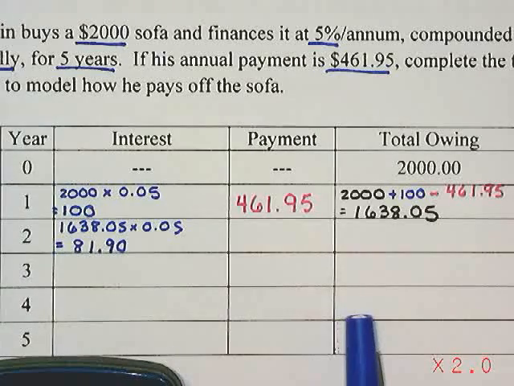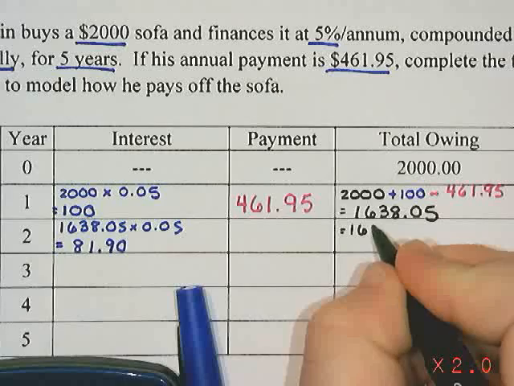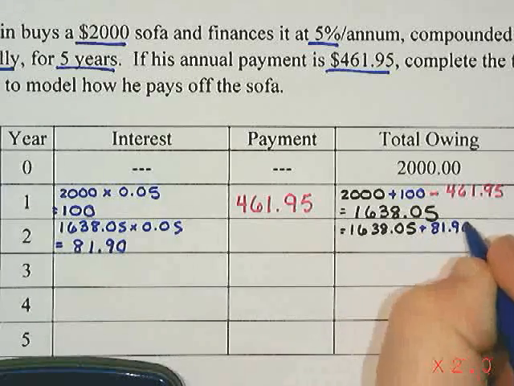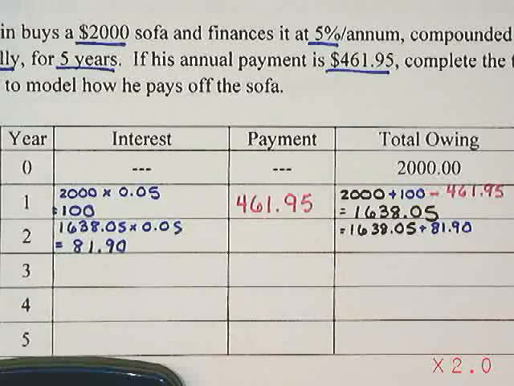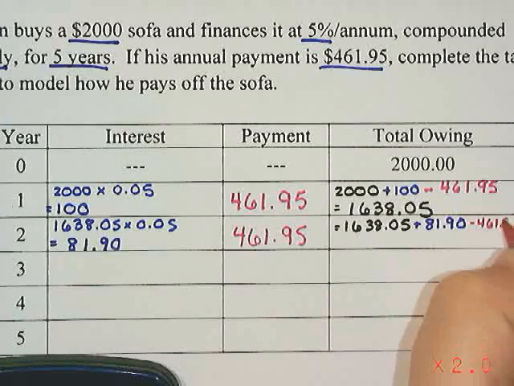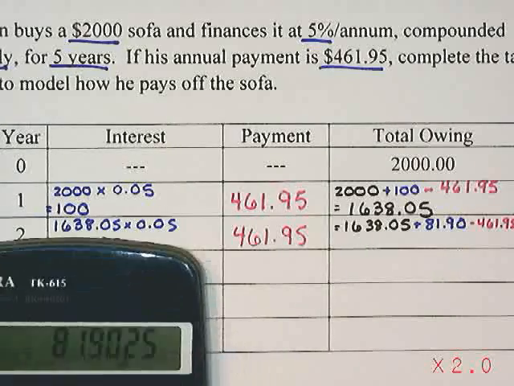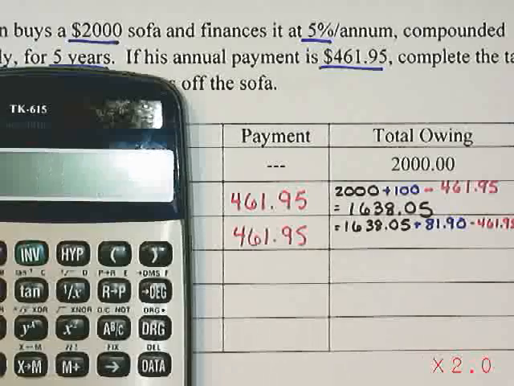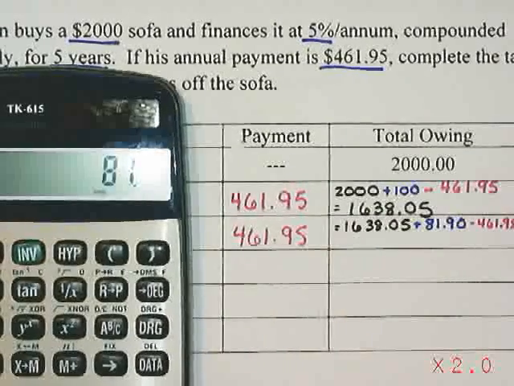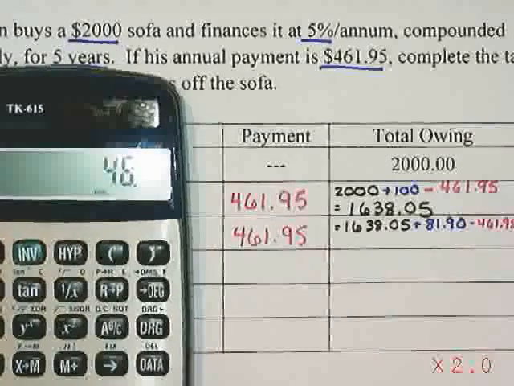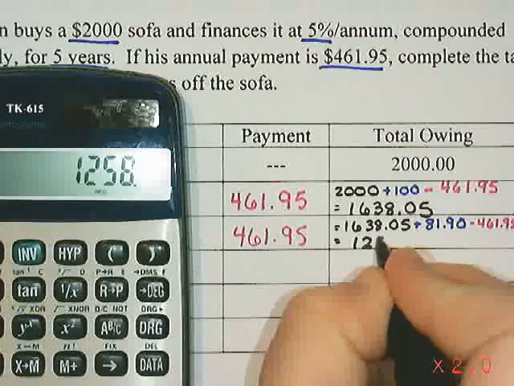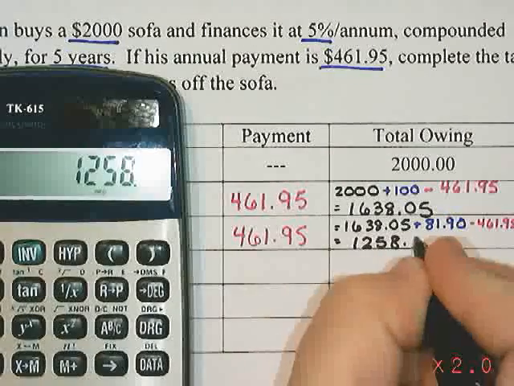So he still owes $1,638.05. To that, he's now being charged another $81.90 in interest based on what he has not finished paying off yet. And then he's going to make another payment of $461.95, which gets deducted from our total. Every time, his payment pays off a little bit of the balance and all of the interest. So 1,638.05, add on the interest of $81.90, and then take out the $461.95, and he owes $1,258. Slowly but surely, he's finding a way to pay this off.